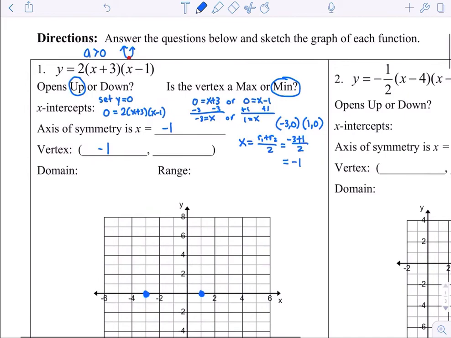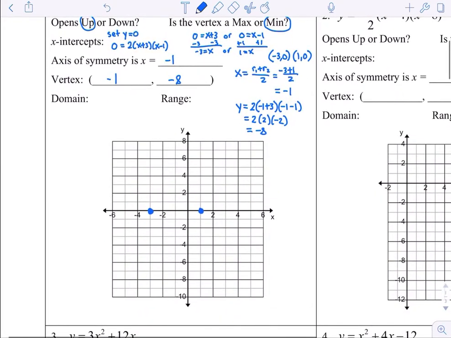Now, to find the y-coordinate of the vertex, plug negative 1 into your original equation. So y is equal to 2 times (negative 1 plus 3) times (negative 1 minus 1). This is going to equal 2 times 2 times negative 2, which is negative 8. So your vertex is going to be negative 1 comma negative 8, which is right here. There's your curve. And your axis of symmetry is that x is equal to negative 1.